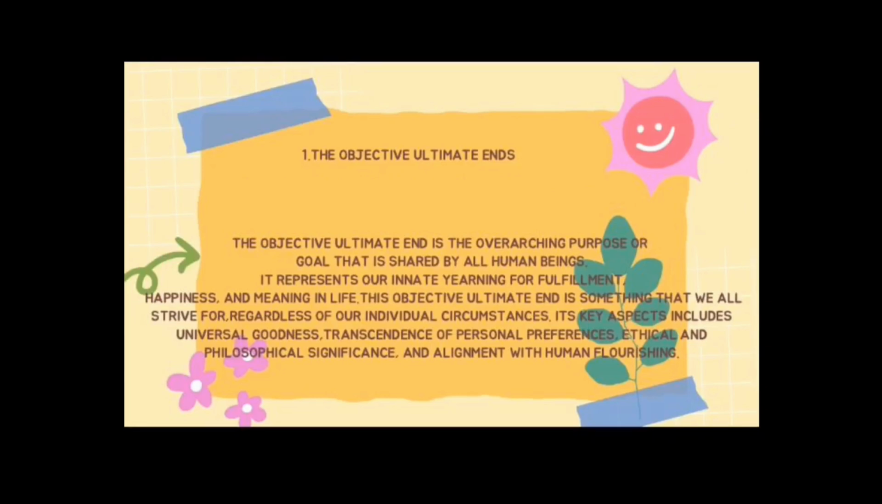First, the objective ultimate end. The objective ultimate end is the overarching purpose or goal that is shared by all human beings. It represents our innate yearning for fulfillment, happiness, and meaning in life. This objective ultimate end is something that we all strive for regardless of our individual circumstances. Its key aspects include universal goodness, transcendence of personal preferences, ethical and philosophical significance, and alignment with human flourishing.